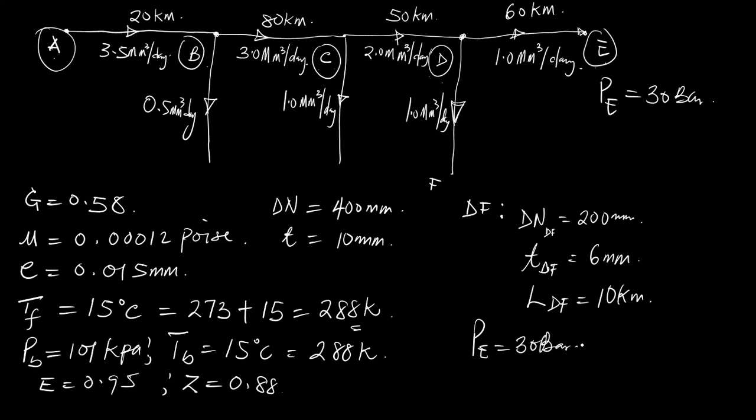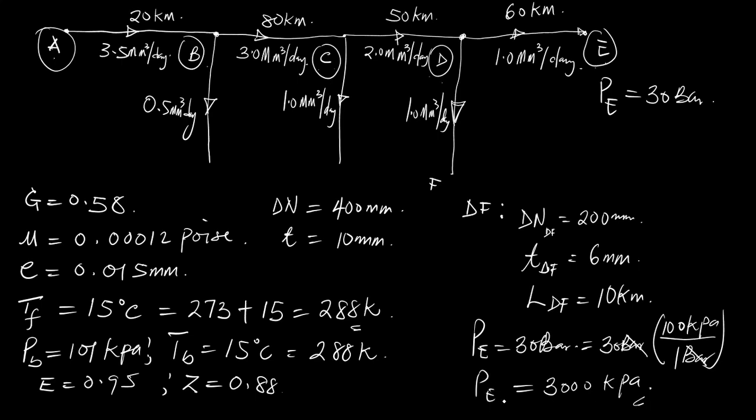Now we need to convert this 30 bar to kilopascal. So to do that, you have 30 bar times, since 100 kilopascal is equivalent to 1 bar. So if you cancel out these bars, you have 3000 kilopascal equal to 30 bar. So that is for P. So we're going to be using this to calculate our values.